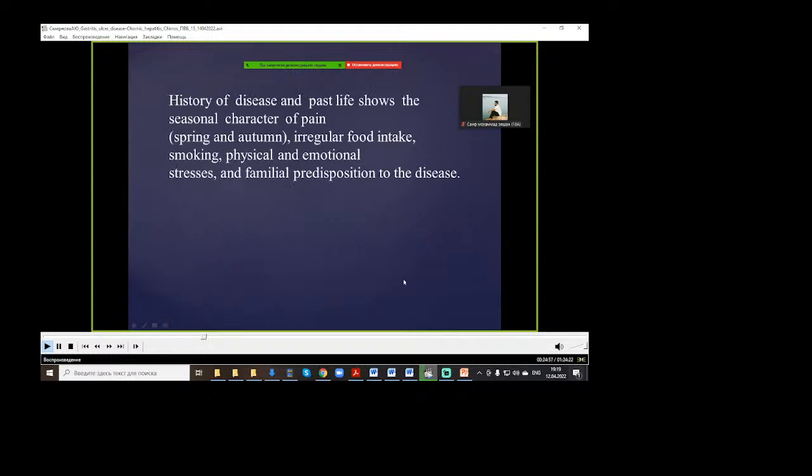It is very important to pay attention to the history of disease and past life. The history of disease shows the seasonal character of pain. This is a very important characteristic of ulcer disease. Seasonal character of pain means that exacerbations occur in spring and in autumn. Past life also shows irregular food intake, smoking, physical and emotional stress, and family predisposition to the disease.